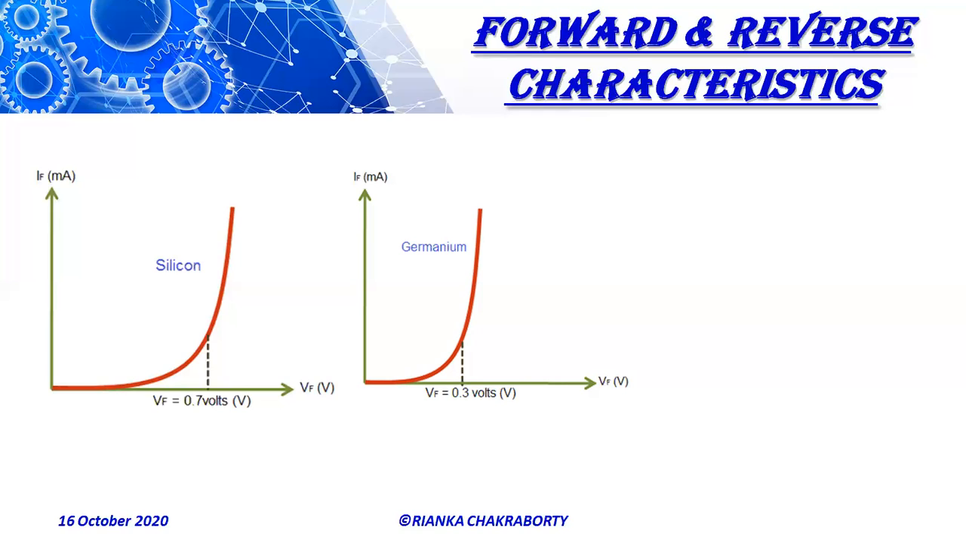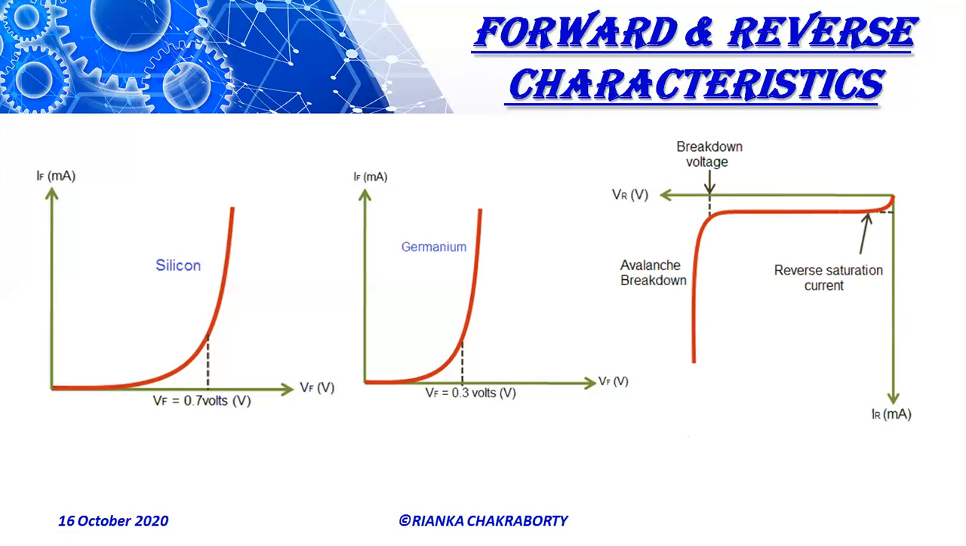So knee voltage for silicon diode is 0.7 volt and the knee voltage for germanium diode is 0.3 volt. So these are the forward characteristics of silicon diode and germanium diode. Now the reverse characteristics.